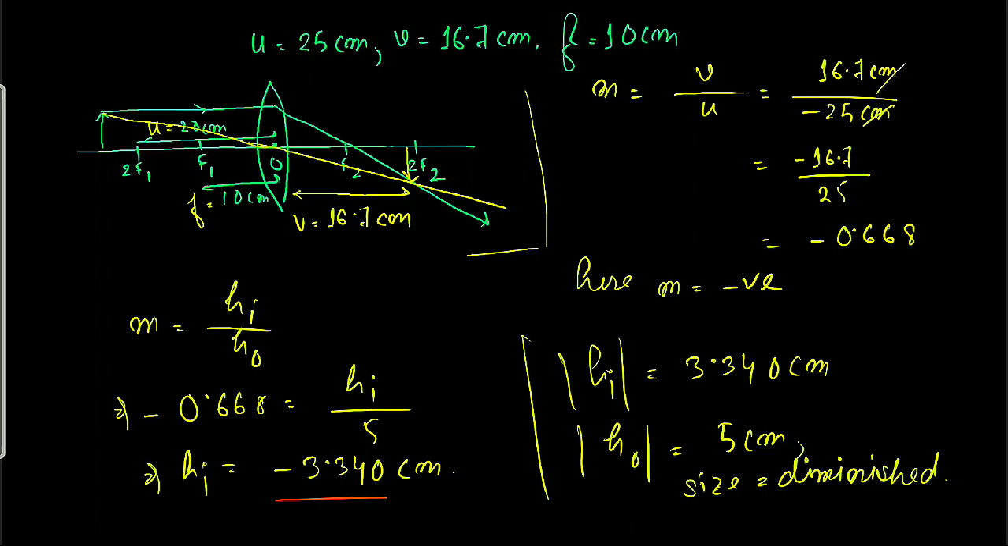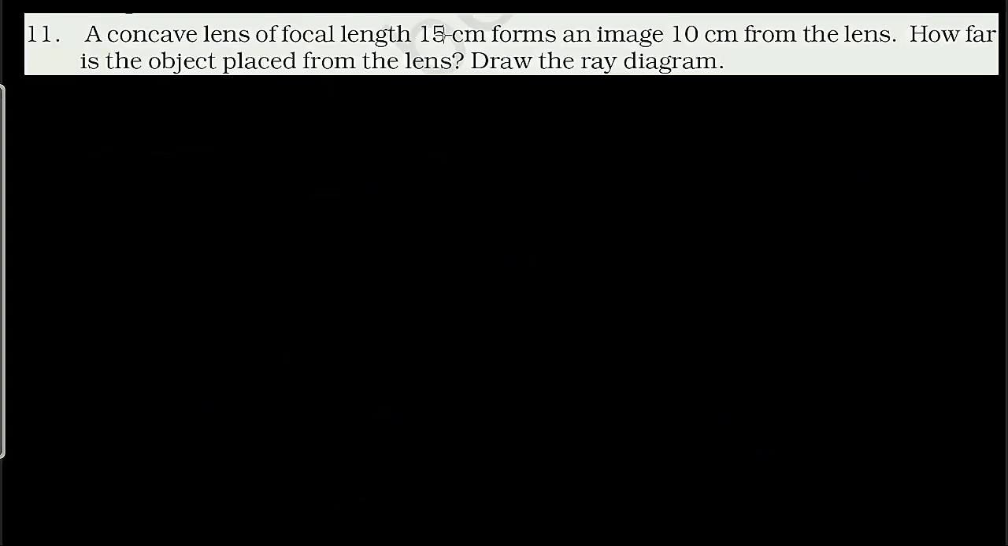Now we will move towards our next question. This is the question. It says that a concave lens of focal length f forms an image 10 centimeter from the lens. That means v is given. How far is the object placed? We need to find out u. So draw the ray diagram. We will solve that.